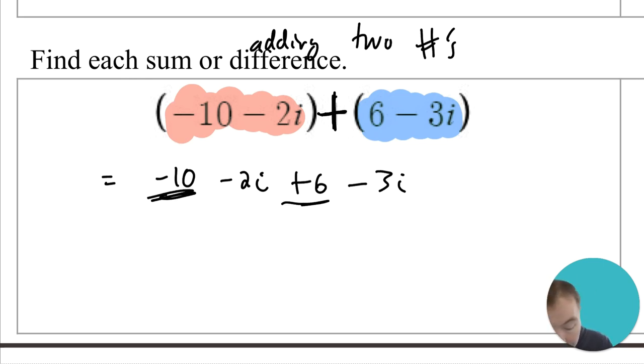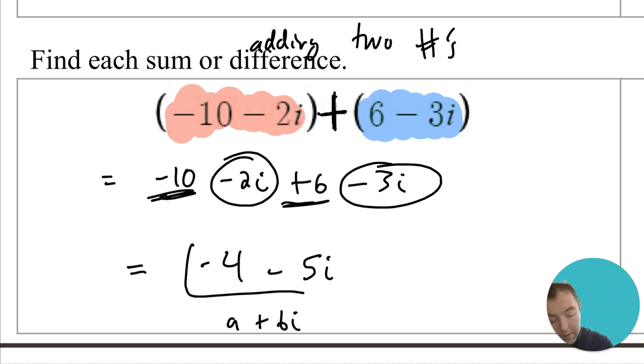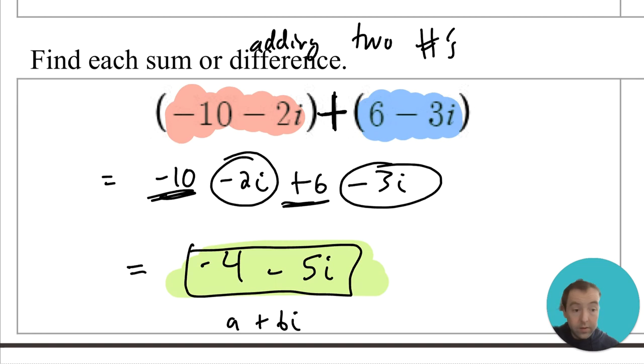So the -10 and the positive 6 you want to combine together, and that's going to equal -4. And then the -2i and -3i you'll want to combine together. -2 plus -3 is -5, so you end up with a combined total of -5i. And that's the way you'll want to express your answer. Make sure that your answer always has the real number expressed first, and then the imaginary number second, so that it's in the a plus bi form. And that's going to be your final answer for the sum of those 2 complex numbers, okay?